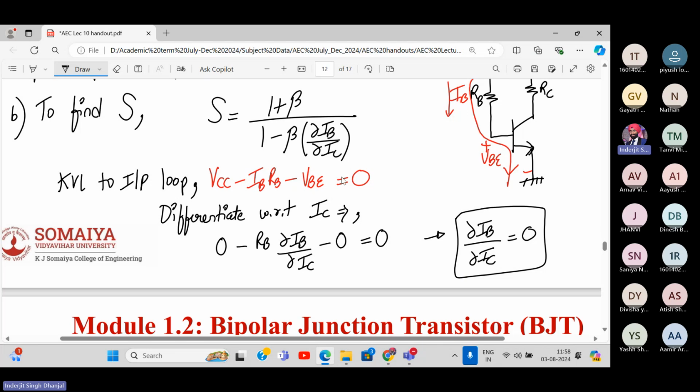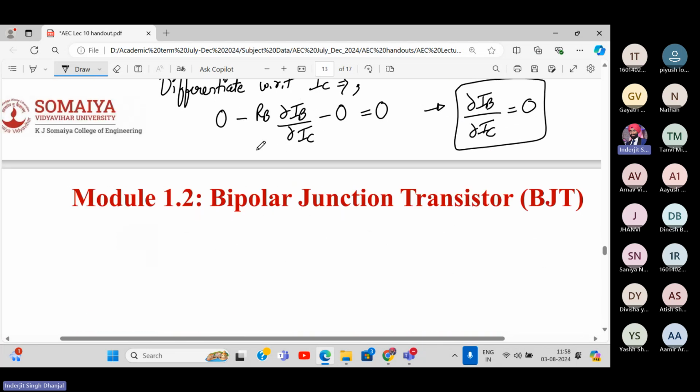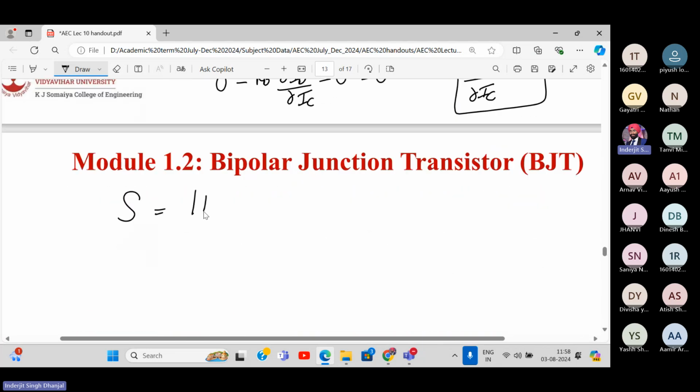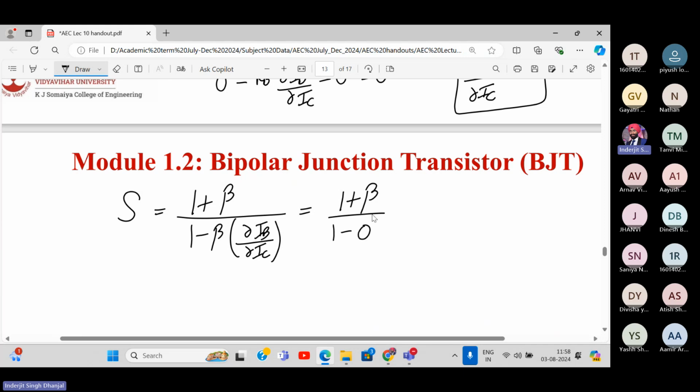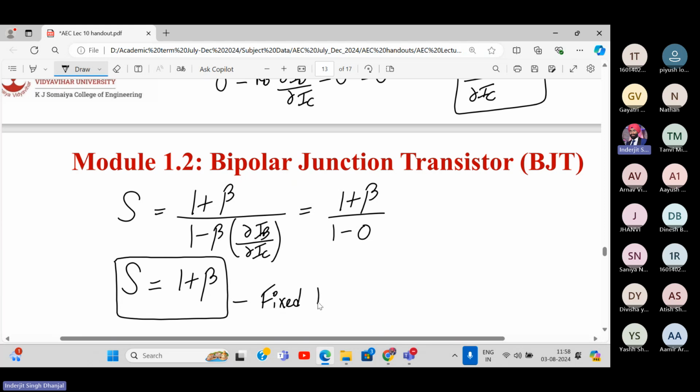So let's substitute this value over here. What was S given by? 1 plus beta divided by 1 minus beta delta IB upon delta IC. And how much is this now? 0. So the expression is 1 plus beta upon 1 minus 0. So finally, what is the expression for the stability factor? 1 plus beta. Here it is. And this is for fixed bias circuit.